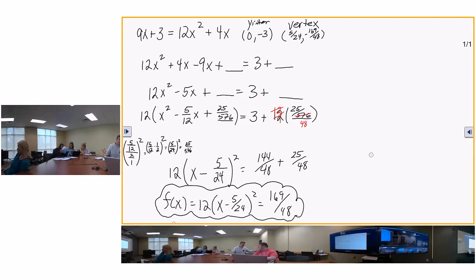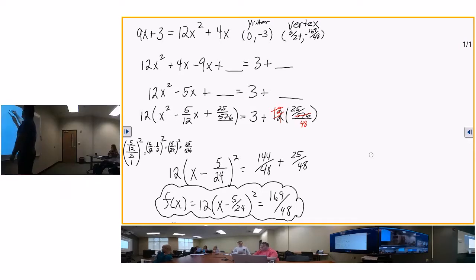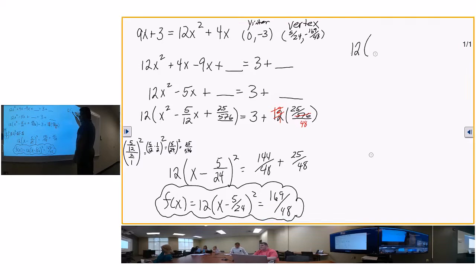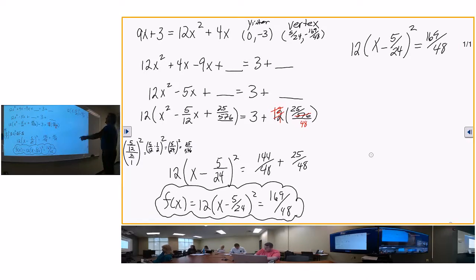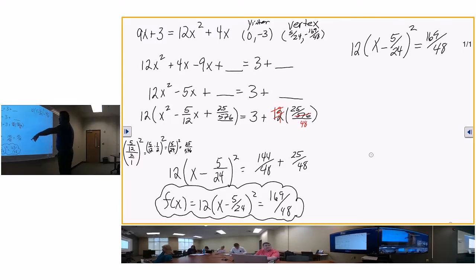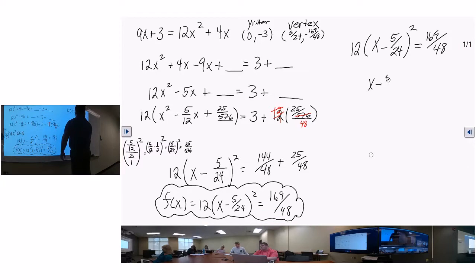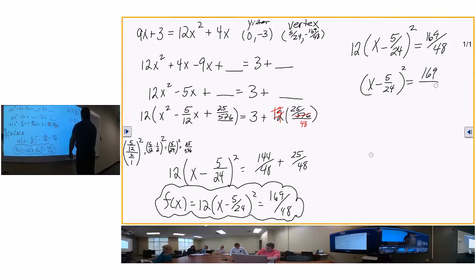Divided by 2. Okay, now let's finish it. 12 times x minus... equals 169 over 48. All right, so divide by 12, which means divide by 12 over 1, multiply by 1 over 12, and that's going to be 169 over, or perfect square of 576, 24. Check that. Yep. X minus 5 over 24, quantity squared, is equal to 169 over 576.